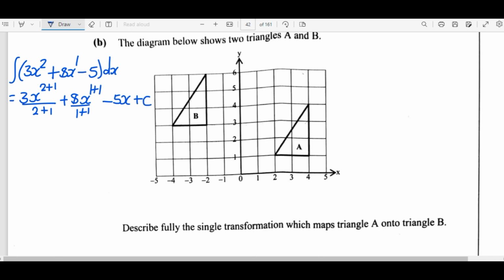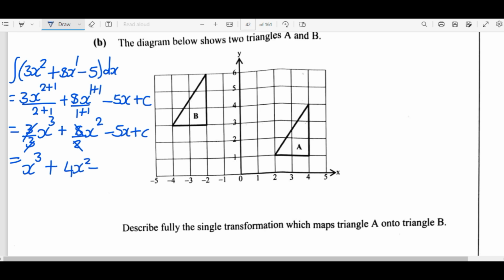Whenever we are dealing with the indefinite integral, we add the constant of integration. Then let's see how we can simplify. We have 3 over 3 times x to the power 3, plus 8 over 2 times x to the power 2, minus 5x plus c. Then we can cancel. We have x³, and 8 over 2 is 4, so 4x², minus 5x plus c. So this is our integral.